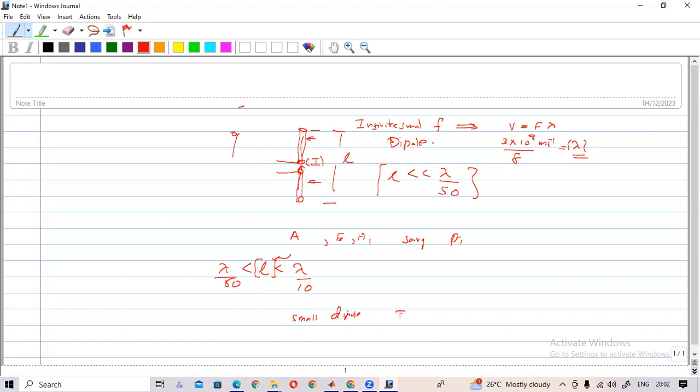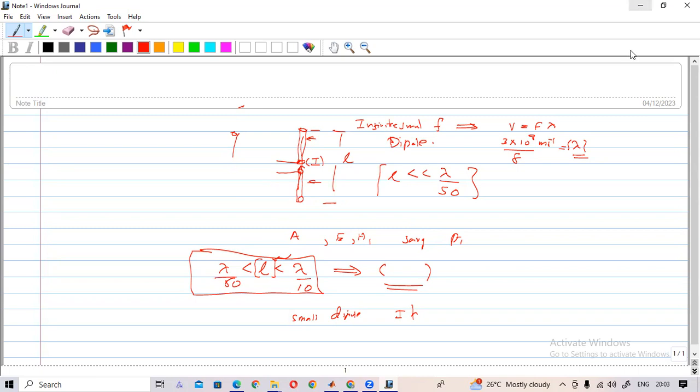Here the current distribution is not uniform. I have mentioned the current distribution for the small dipole antenna in the note that I have uploaded. If you have the idea of what a small dipole antenna is, that is enough. You do not need to remember the current distributions of any antenna. If needed, it will be given to you.